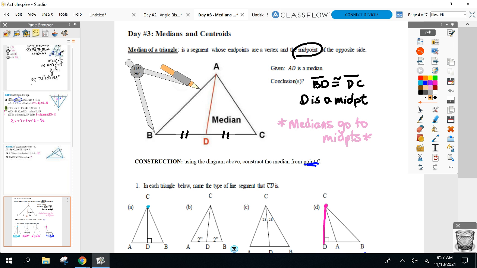Open up your compass more than half the length. Draw in a decent size half circle arc. Go to the other side.